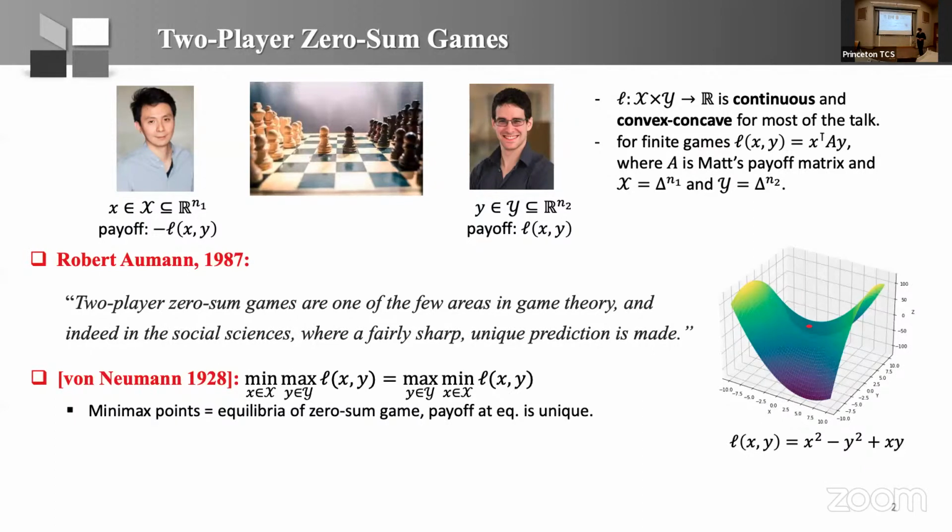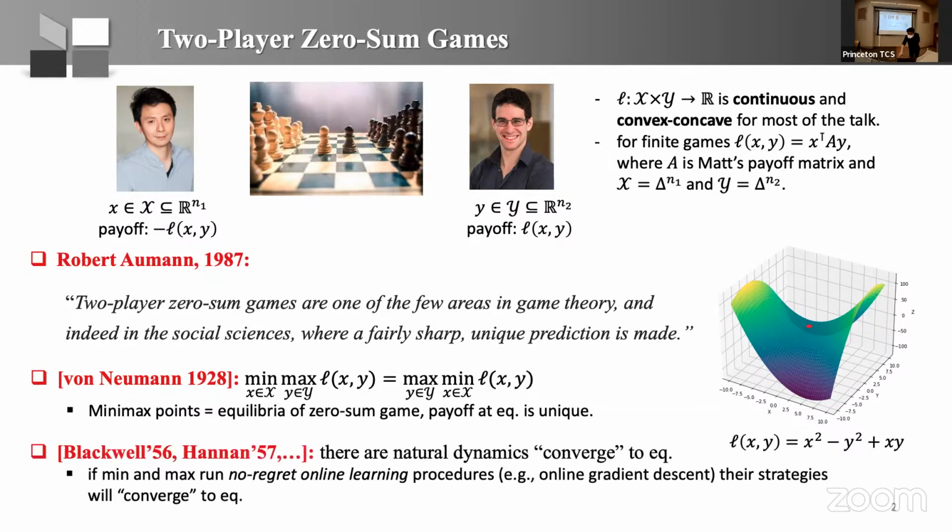So I think to me at least, there are two reasons why two-player zero-sum games are so special. The first one is von Neumann's seminal min-max theorem, where he showed that min-max equals max-min if you have a convex-concave function L, which turns out to imply that the set of equilibria in zero-sum games is just the same as the solution of the min-max optimization problem. And it also implies that although maybe there are multiple equilibria, the payoff at any equilibrium is the same. Okay. And so that's one important reason.